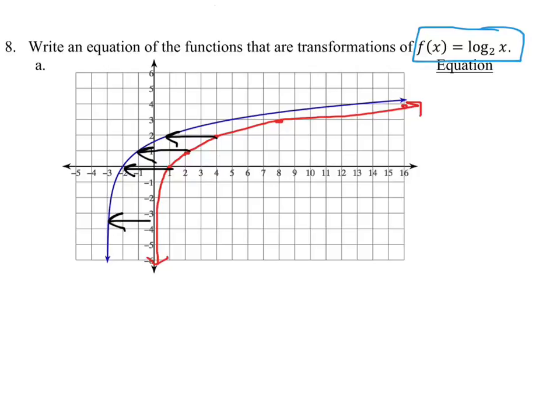So my transformation, I'm just going to go ahead and say everything has been moved right 3. So when I write the equation, I'm sorry, it's not to the right, it's moved to the left. Let me go and fix that. So I moved everything to the left 3.